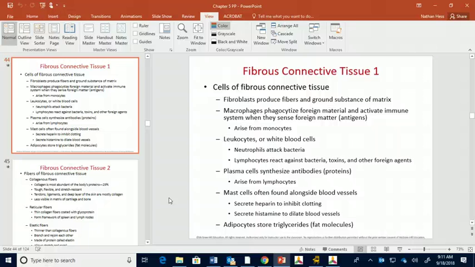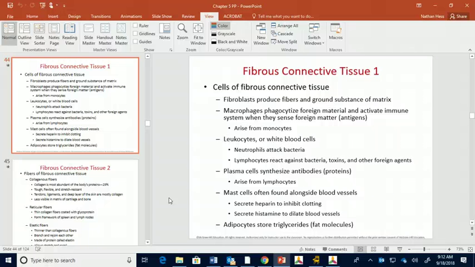The macrophages, these guys are what eat things, right? To phage something means to eat. The phagocytosis, right? Remember, you're eating something. So these macrophages are large things that eat. They engulf and destroy bacteria.